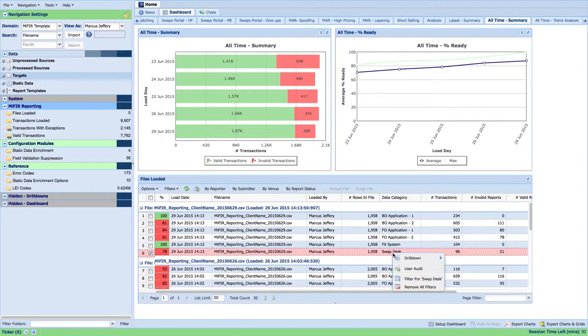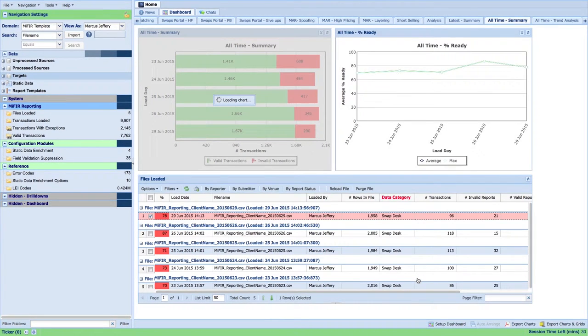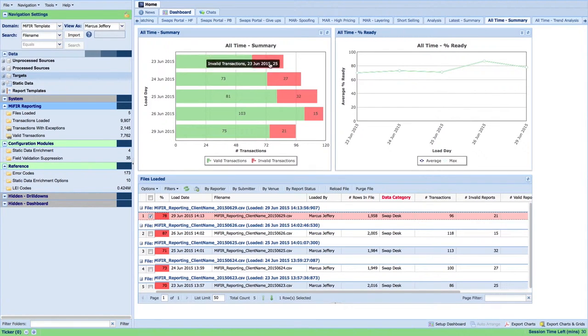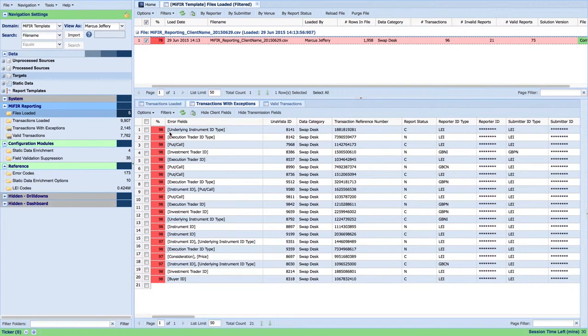Systems and charts can be filtered within the application if they wish to look at specific processes. So here we can see my swap desk has 21 ARM validation issues at the moment, and the charts will allow further drill down to the underlying data, giving high level information, but also percentage readiness on every single record that's loaded into the system.